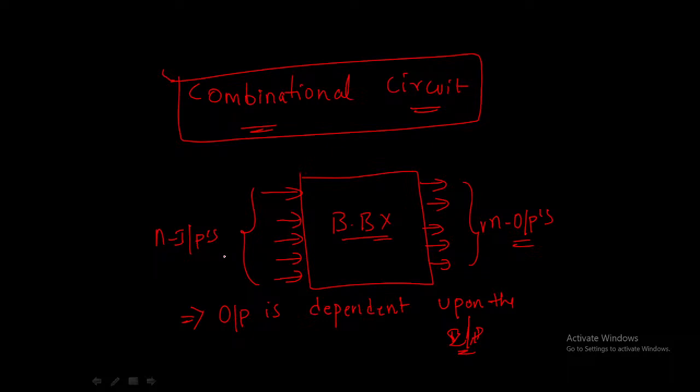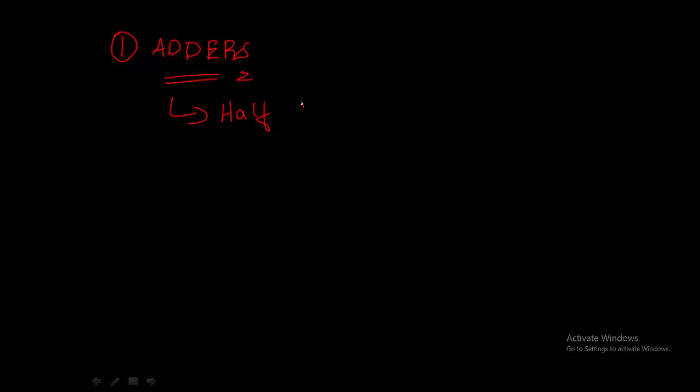Now let us see some combinational circuits. Let us start with adders, our first type of combinational circuits. These are basic combinational circuits. In adders also we have different types of adders. First we will analyze the first type of adders, which is known as half adders.